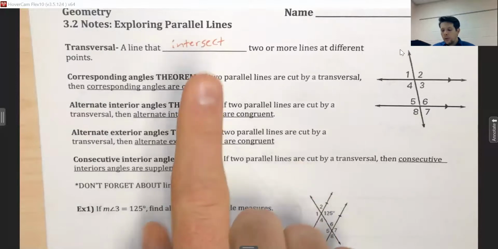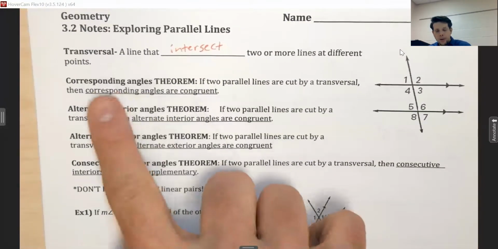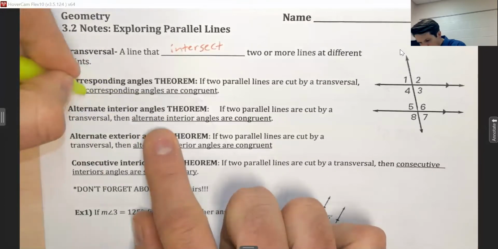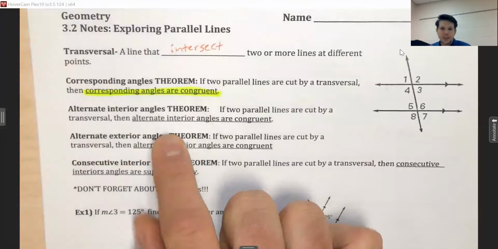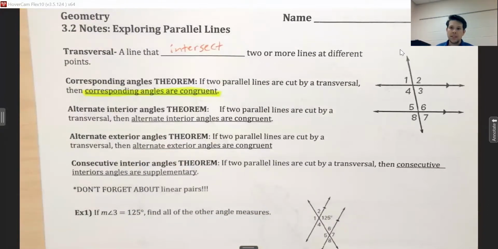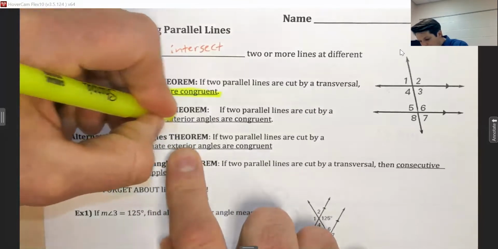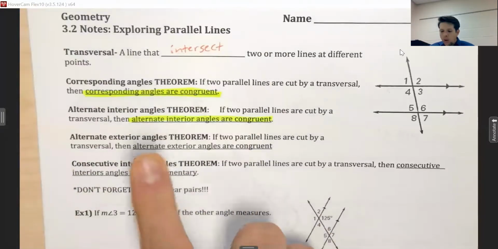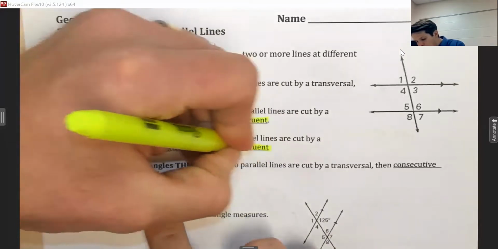And what we were just talking about is some amazing characteristics that we just noticed. We found that when you create these transversals on parallel lines, corresponding angles are all of a sudden congruent. That's amazing. That's a new and great fact to use. Alternate interior angles also matched, and that means they're also congruent. Alternate exterior angles also matched, and they're also congruent.